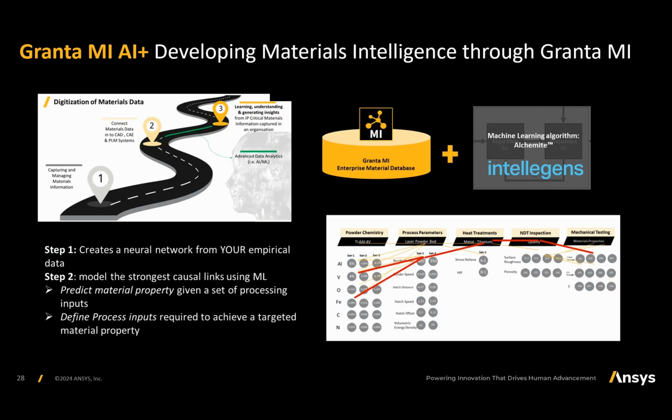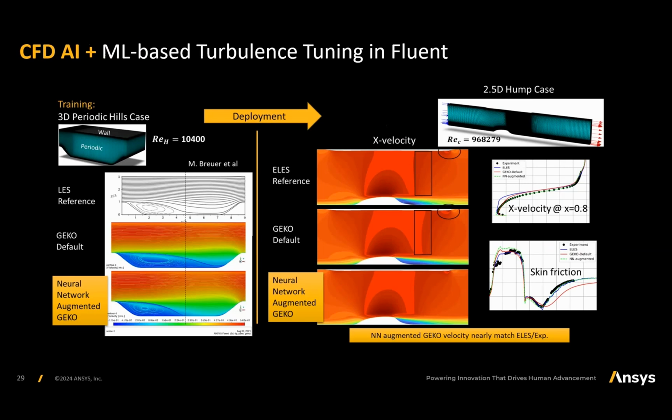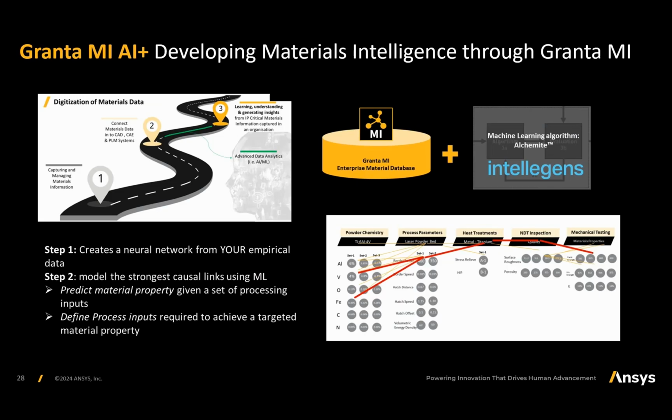Granta AI+ uses AI to gain insight into your materials development process. So, taking your previous experiments, previous knowledge about materials, you can then gain new insights, using this AI+ module to help you create better products.